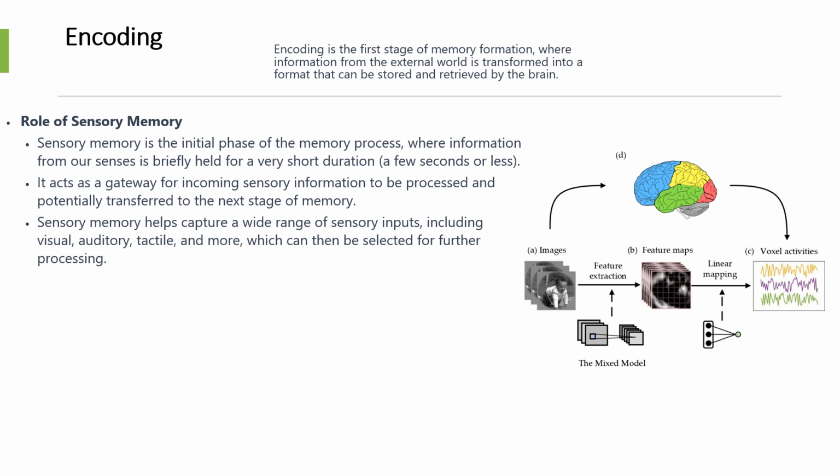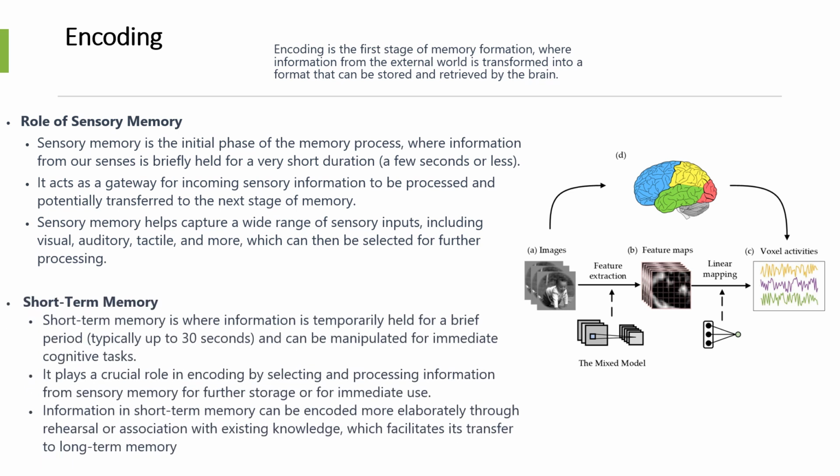Role of sensory memory. Sensory memory is the initial stage of the memory process, where information from our senses is briefly held for a very short duration, for example, a few seconds or less. It acts as a gateway for incoming sensory information to be processed and potentially transferred to the next stage of memory. Sensory memory helps capture a wide range of sensory inputs, including visual, auditory, tactile, and more, which can be selected for further processing.